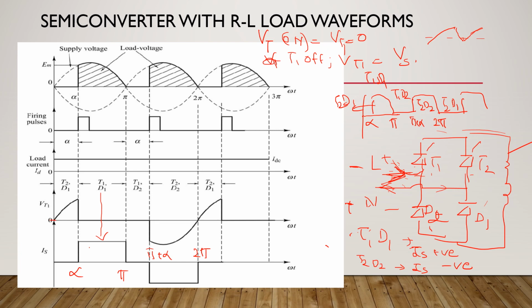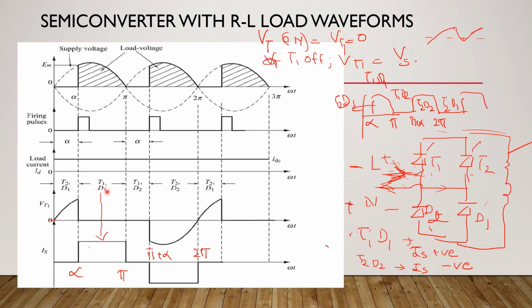So from here to here, if you see from 0, let's see, from the thyristor T1, just observe the conduction period. So it is written over here, T1 is conducting from alpha to pi plus alpha. It is starting to conduct from alpha.